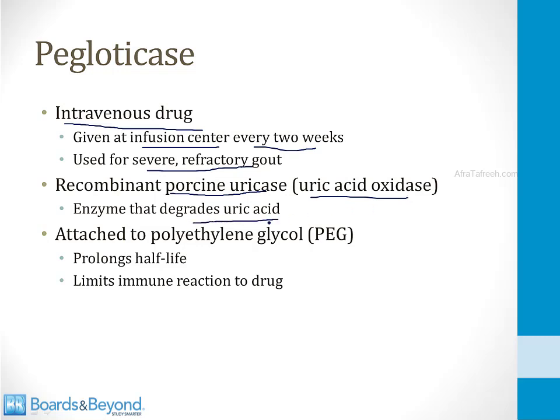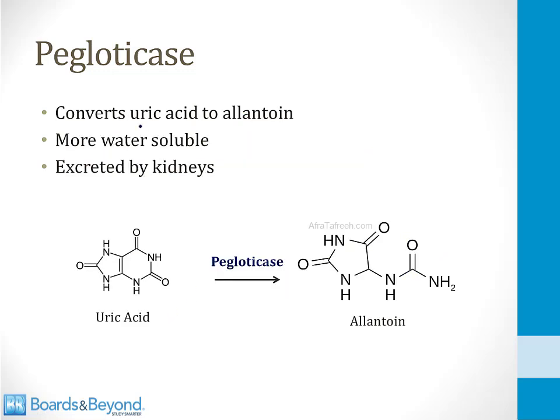This enzyme is attached to a molecule called polyethylene glycol or PEG, and by attaching the enzyme to PEG, the half-life is prolonged. That's why you can administer it only every 2 weeks. In addition, by attaching it to PEG, you limit the immune reaction to the drug, and that makes it better tolerated.